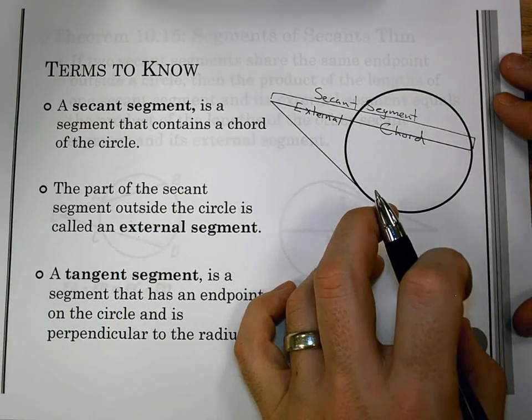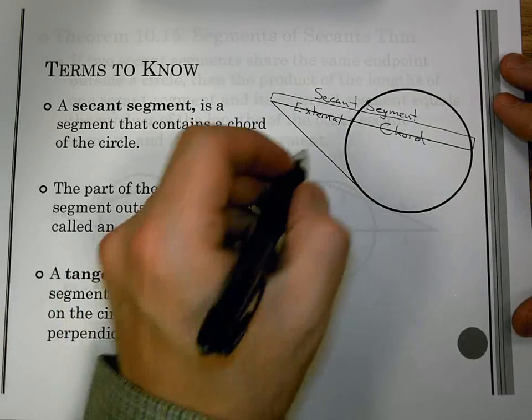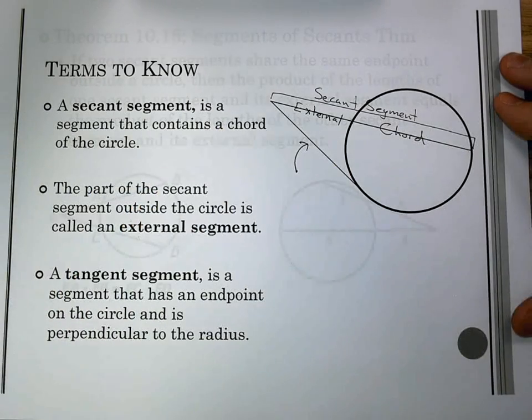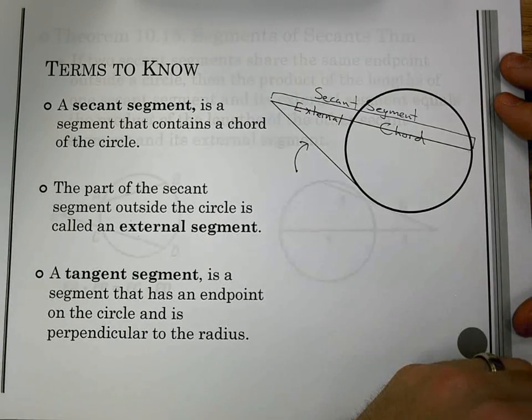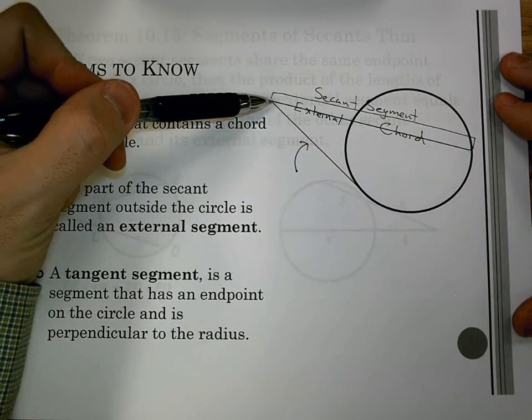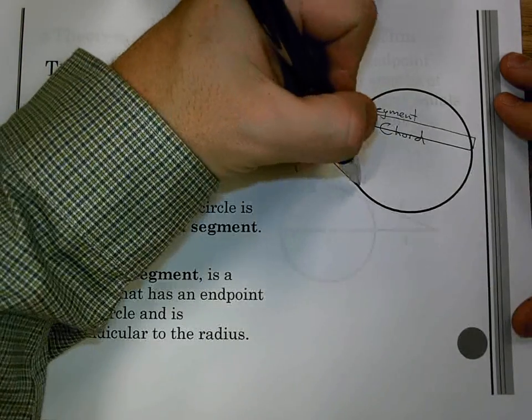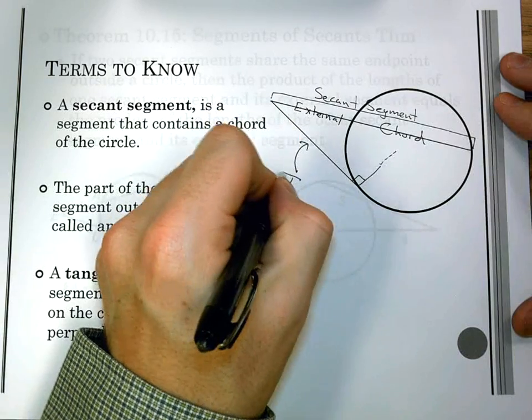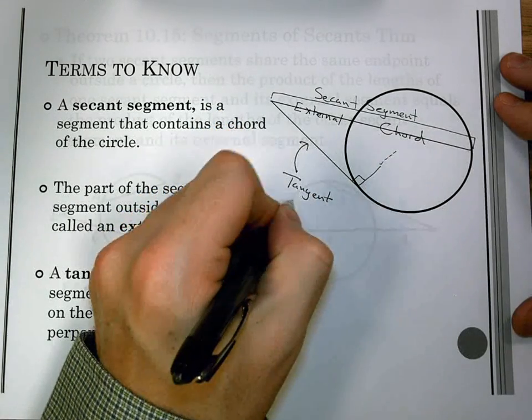Lastly, we have the tangent segment, and we've talked about tangent already this chapter quite a bit, but we're going to use it again here, so we might as well mention it. The tangent segment has an endpoint on the circle and is perpendicular to the radius. So if I want to draw it off the radius, it would go off there, but that would be our tangent segment.